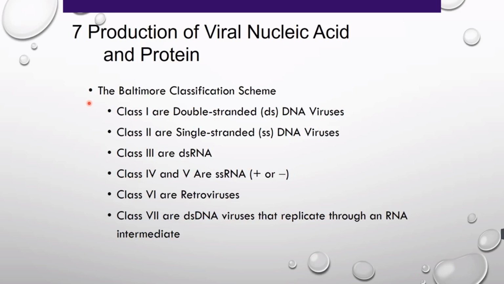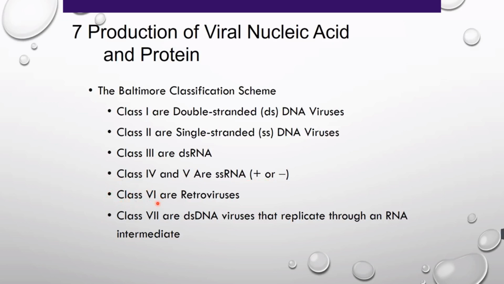The Baltimore classification scheme is broken down into a number of different classes. So class 1 viruses are double-stranded DNA viruses. Class 2 are single-stranded DNA viruses. Class 3 are double-stranded RNA viruses. Class 4 and 5 are single-stranded RNA viruses in the plus or minus configuration. More on that in a minute.